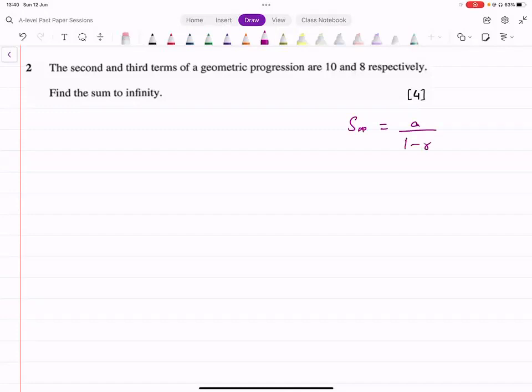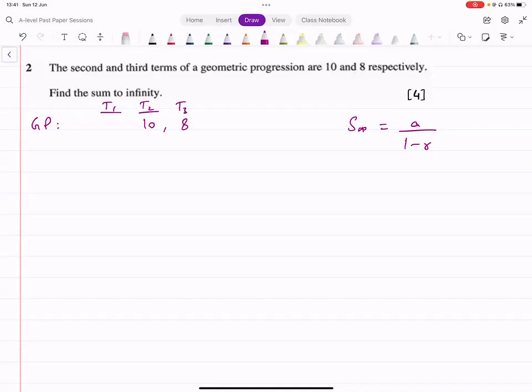So what do we need here? We need two things. We need the first term, and we need the common ratio. Once we have these two things, we can just input them in the formula, and we'll be able to find the sum to infinity. Now, how do you find those two things? So it's a GP. Let's write that information down here. It's a GP with the second term 10 and the third term 8. So you've got the second term here and you've got the third term here. You don't know the first term, which is supposed to be a. We'll figure that out later, but let's do it step by step.